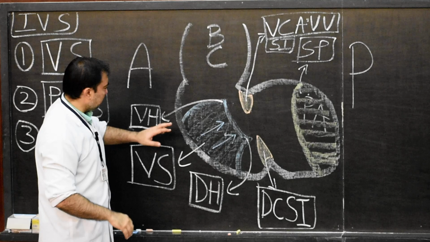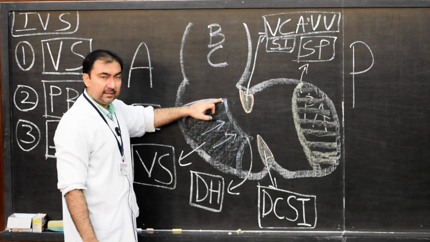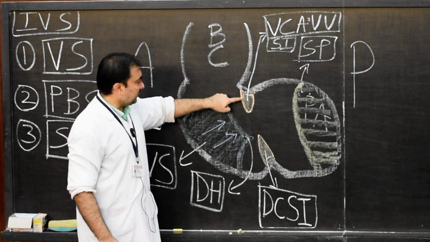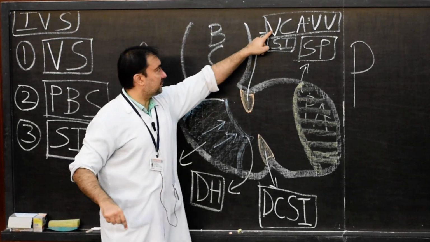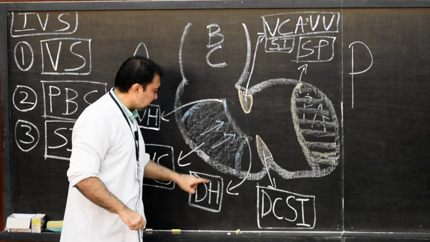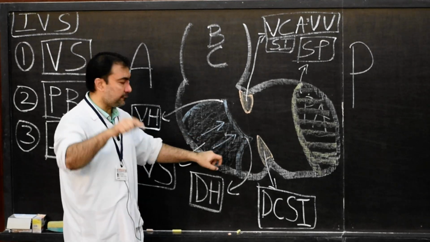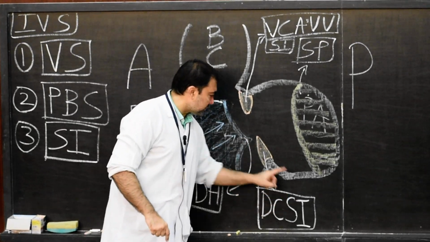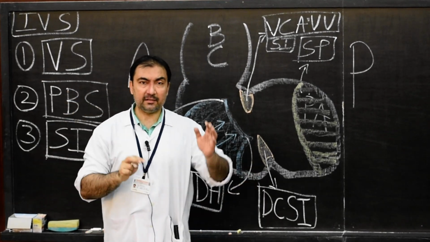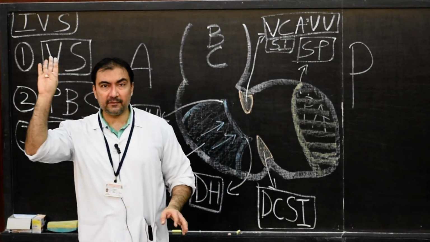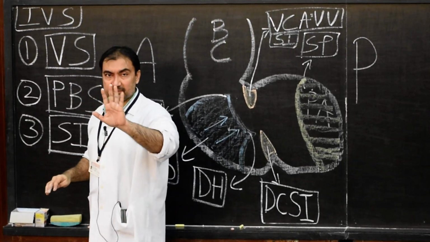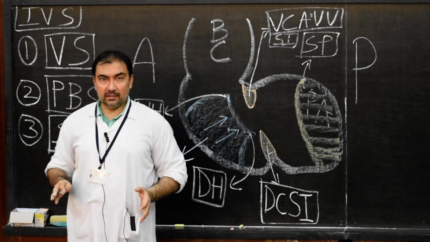Here, what will happen is the ventral horn of ventricular septum will fuse with the ventral cushion of septum intermedium, and the dorsal horn of ventricular septum will fuse with the dorsal cushion of septum intermedium. This is simple. Ventral with ventral, dorsal with dorsal, and here we end our first point, ventricular septum. This much. Now we continue.